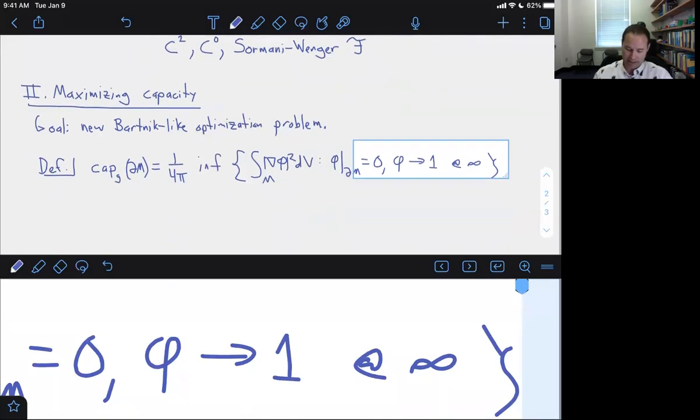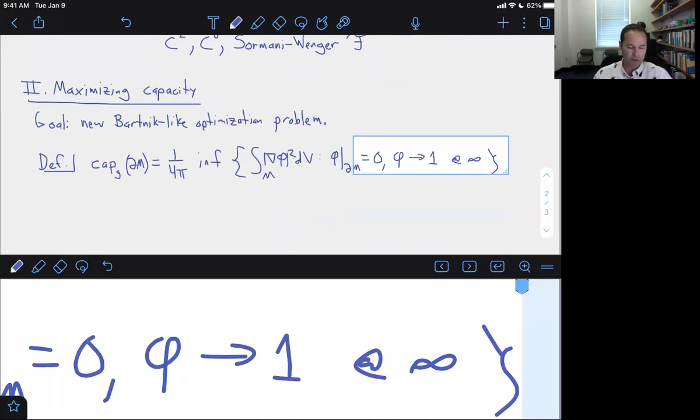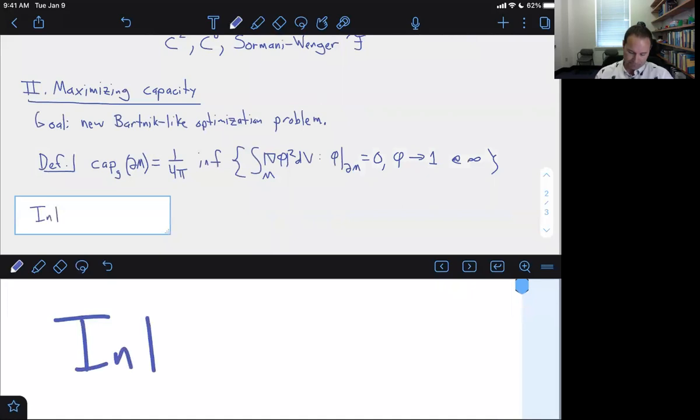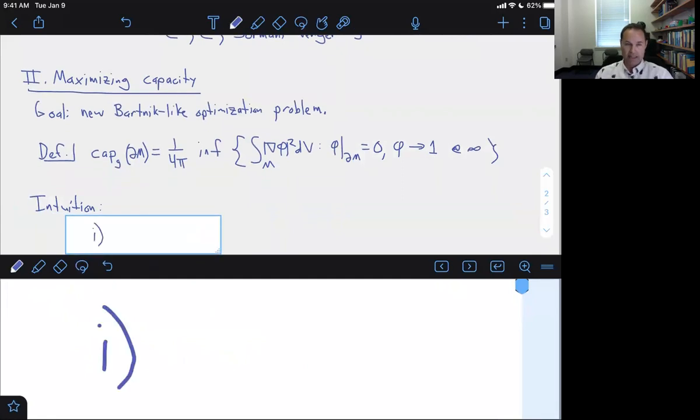Since capacity is going to play a crucial role in the rest of the talk, I do want to spend a little bit of time just giving some intuition for what it's doing. So this can be helpful for thinking about capacity. First observation is just what is capacity in Euclidean space for balls. That's really the simplest case I could imagine trying to understand.